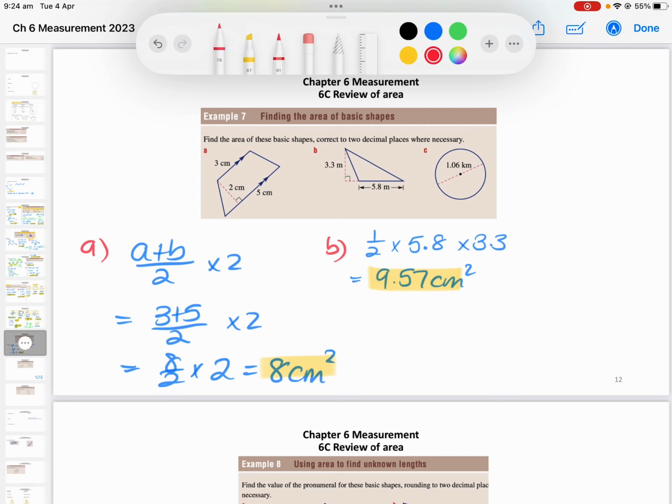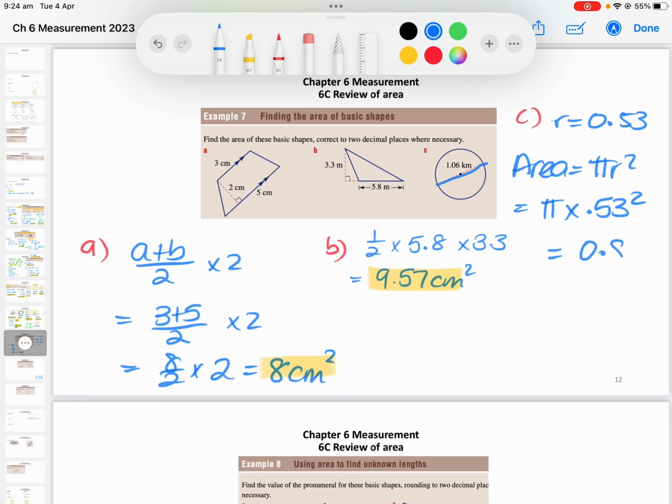And then the last one, don't be fooled with this one in C, because the diameter is 1.06, but the radius is half of that, 0.53, and the area is pi r squared. So pi times 0.53 squared, which gives us 0.88 kilometres squared. Now, when you're looking on your calculator, there is a little menu down on the bottom left-hand side that has pi in it. The other thing you can do is if you type in the letters pi, it will automatically correct that to a pi symbol.